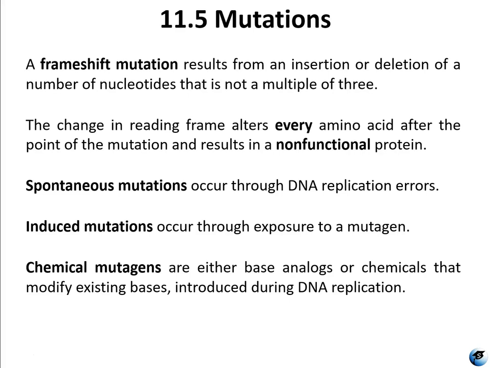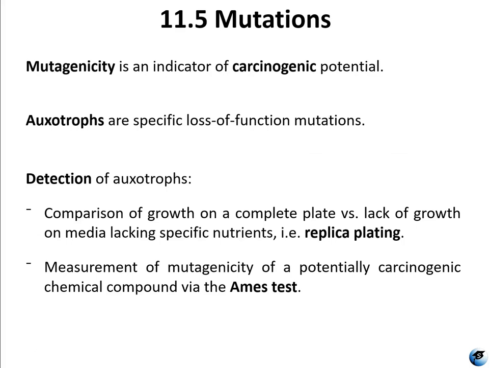Spontaneous mutations happen during DNA replication, and then induced mutations, those are induced, they occur after they have been exposed to some kind of a mutagen, usually some kind of a chemical mutagen. These are either base analogs or chemicals that modify existing bases, and chemical mutagens are usually introduced during DNA replication.